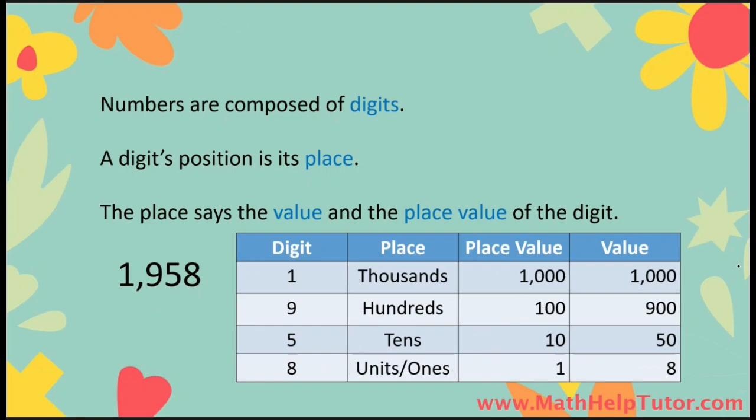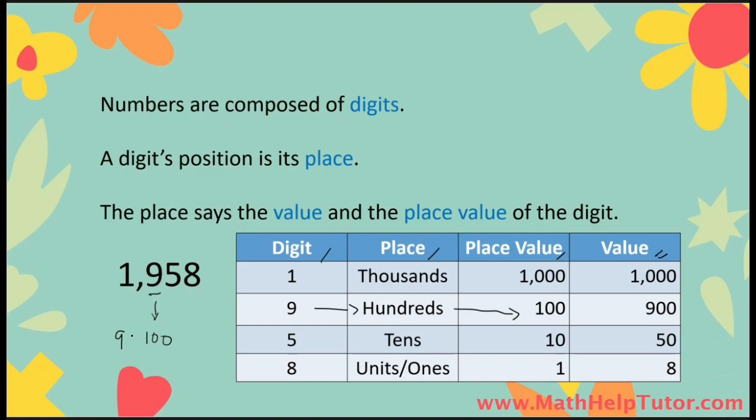To know the value of a particular digit in a number, we then combine what we know about the digit, the place, and the place value to get the value of that digit. So to know the value of the digit 9, for example, in the number 1958, we have to know that the digit 9 is in the hundreds place, which has a place value of 100. So place value of the digit 9 is 100.